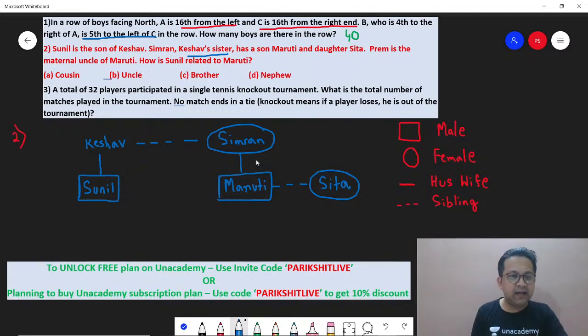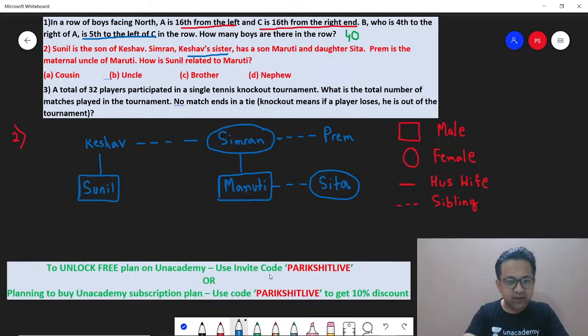Prem is the maternal uncle of Maruti. Maternal. What is the meaning of maternal? Maternal means mother's side, right? So you have your mother. Maruti's mother is Simran. And Simran's brother, remember maternal uncle is nothing but your mother's brother, right? So Prem is the maternal uncle of Maruti. Maternal, so must be the mother's brother. So if you're a brother, you have a sibling relationship represented by dotted lines. So Prem would come out here. Is Prem a male or a female? Absolutely no idea because the question doesn't tell me that, right?